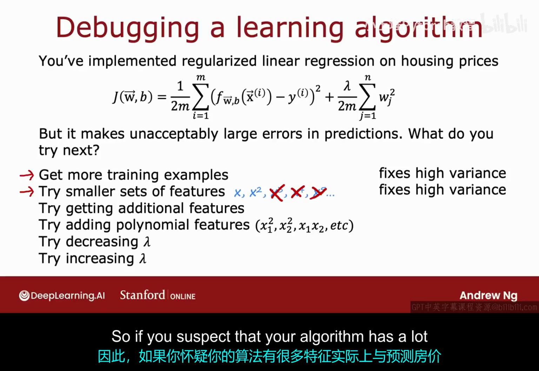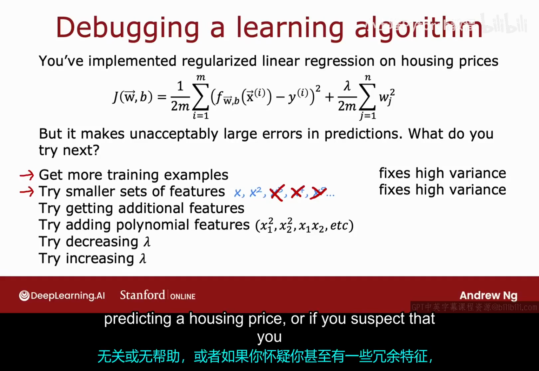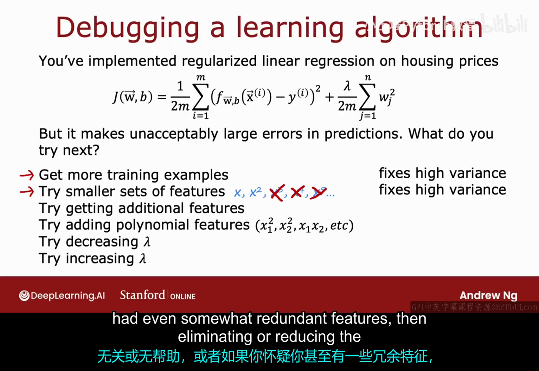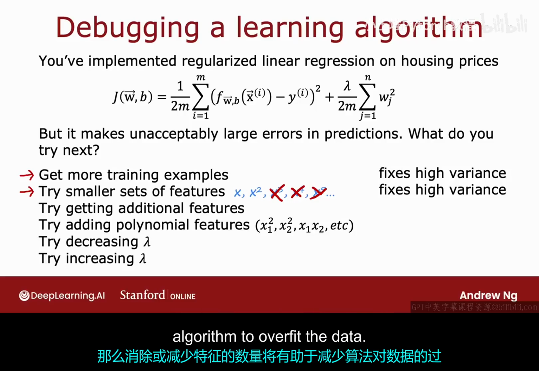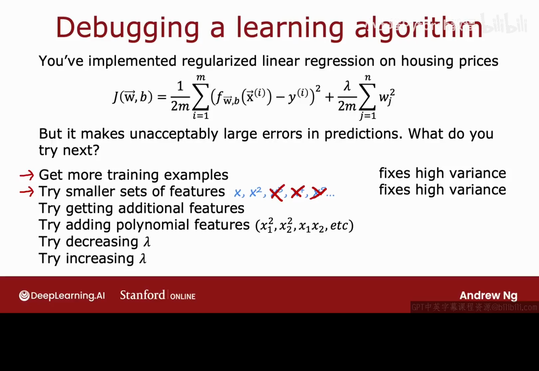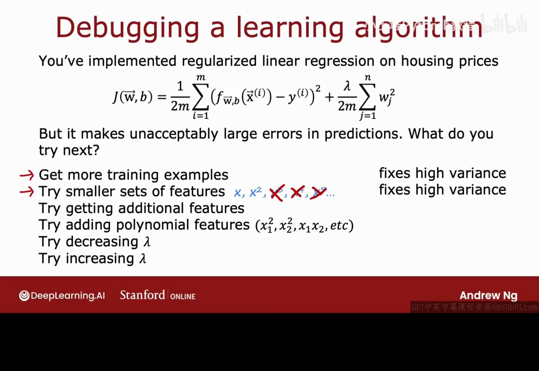So if you suspect that your algorithm has a lot of features that are not actually relevant or helpful to predicting the housing price, or if you suspect that you had even somewhat redundant features, then eliminating or reducing the number of features will help reduce the flexibility of your algorithm to overfit the data. And so this is a tactic that will help you to fix high variance.